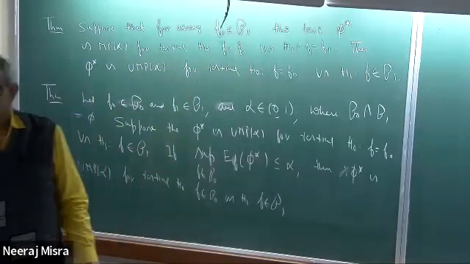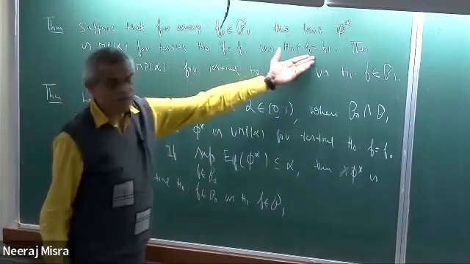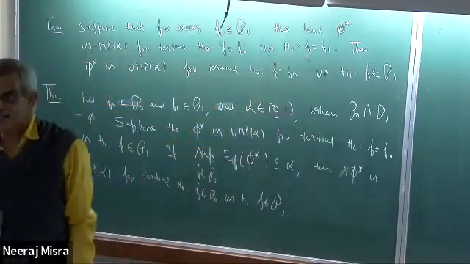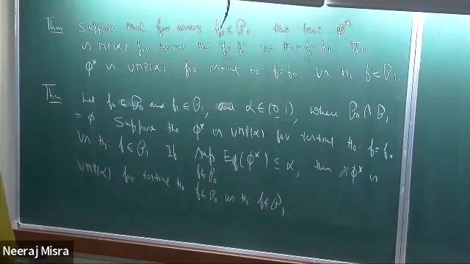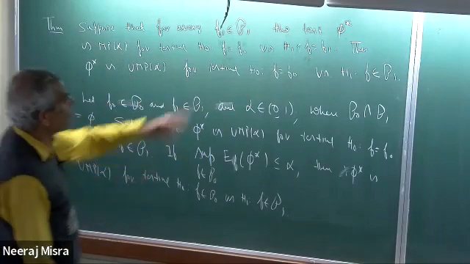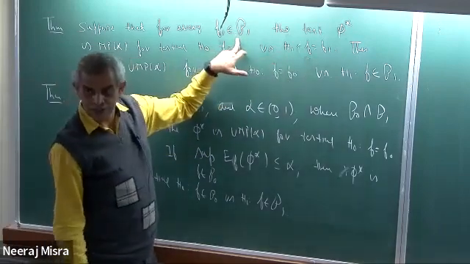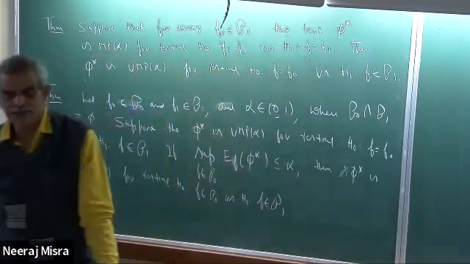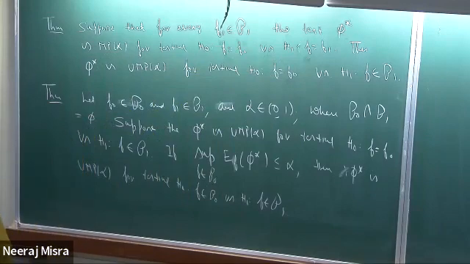Then whatever F1 you take, the power of this test would be larger than any other test. So that means it is maximizing power for every F1 belonging to P1, because my test does not depend on F1. Which F1 you have chosen in P1, my test does not depend on that.